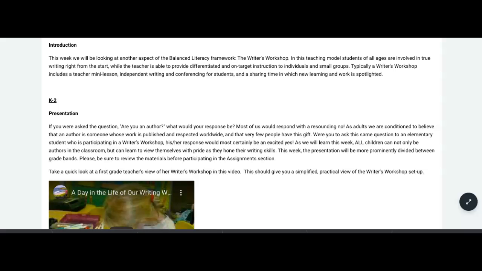The 4 types of mini lessons that occur are, the first one is routines and procedures. You have to teach those students what they are to do during writer's workshop and how they're going to do it. If they are out of writing paper, what do they need to do? If their pencil lead breaks, what do they do? These are all very simple things that we think of, but they're huge to kids.